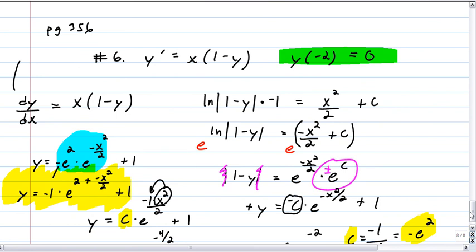21 to 28 is just differential equations, separation of variables. Then we go to 371, 1 to 16. Okay, let's do number, I don't know, 6. Oops, page 371, number 6.